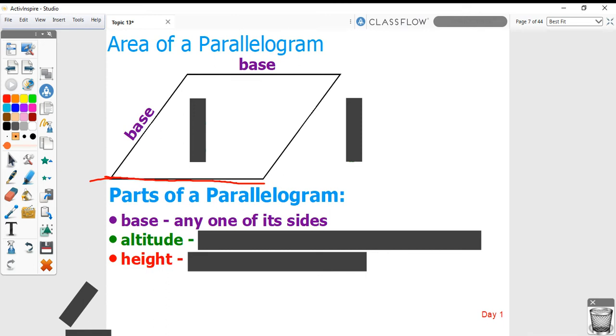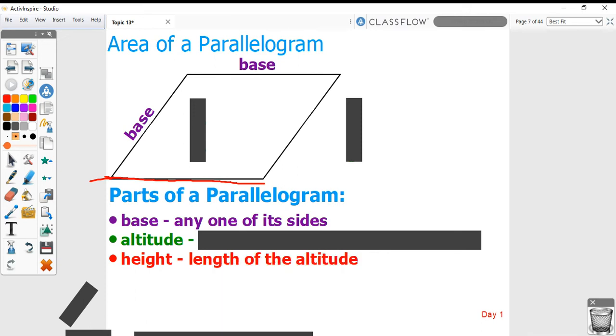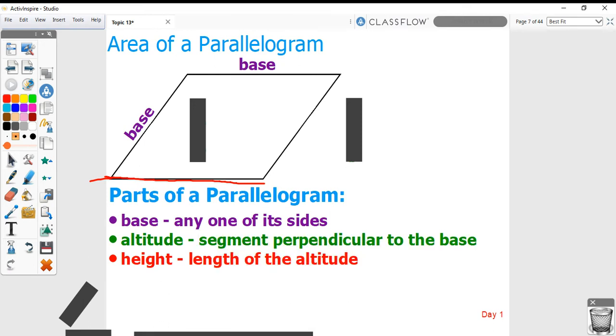Let's talk about our other thing, the height. The height is just the length of an altitude. So you're asking yourself, what in the world is an altitude? An altitude is a line segment that's perpendicular to the base. I'm going to draw a couple of altitudes right here.